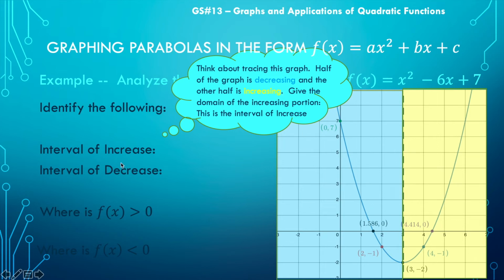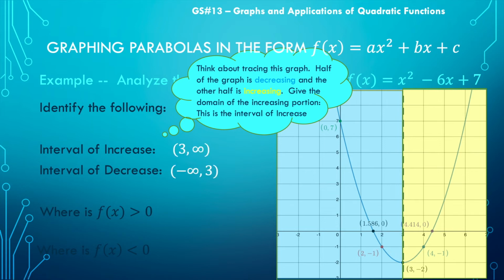So I want to know the interval of increase and the interval of decrease. When I'm thinking about the interval of increase, I'm looking at this yellow section of the graph, and thinking about the domain of the parabola in that yellow section. You can see that that goes from 3 to infinity, right? 3 to the right. And then the interval of decrease is really 3 to the left, but we always name intervals from left to right. So -infinity up to 3.